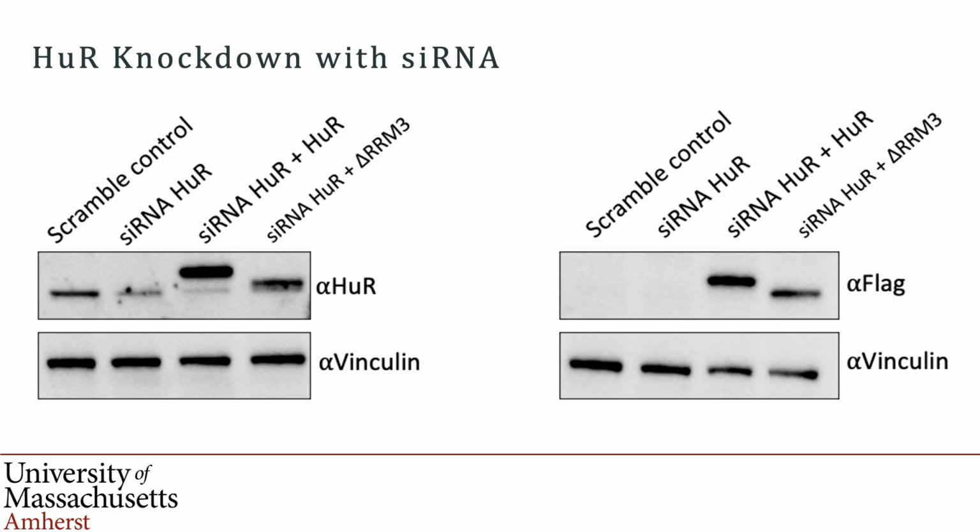The Western blot on the right has the same samples stained with anti-flag antibody. This allows me to confirm that the bands in the other blot represent the mutants, since they are flag tagged. Overall, I know that siRNA works to knock down the HuR, and that my mutants are resistant to the siRNA silencing.